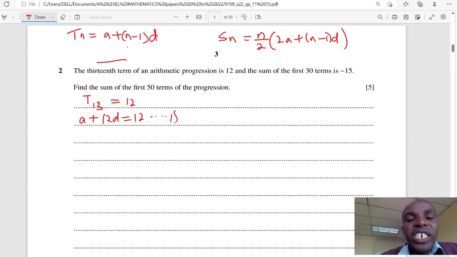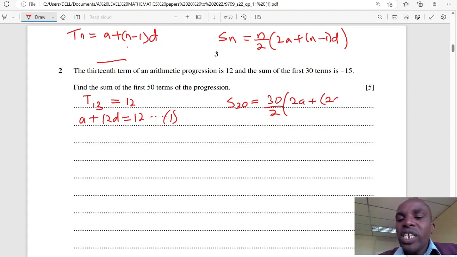This will become an equation. We can call it equation 1. Then on this side, we're given that the sum of the first 30 terms, which is 30 over 2, then 2a plus (n minus 1), that's 30 minus 1, 30 minus 1 is 29, then times d. Then we're given that this one is negative 15. You simplify this part. It will be 30 over 2, 15. Then 2a plus 29d is equal to negative 15.